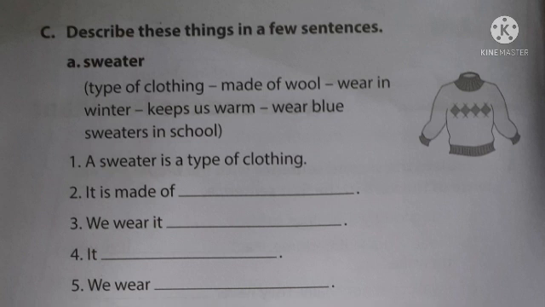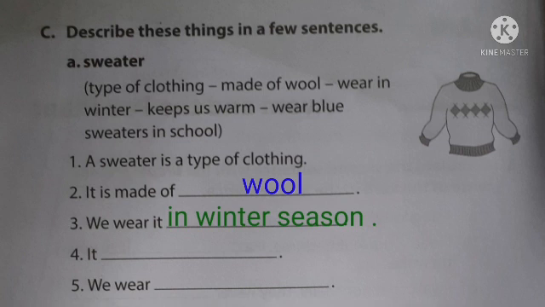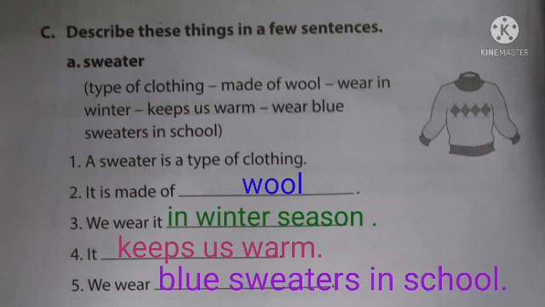The first sentence, a sweater is a type of clothing. Second one, it is made of wool. Third one, we wear it in winter. Otherwise, we can tell we wear it in winter season. And fourth one, it keeps us warm. And the last sentence, we wear blue sweaters in school.